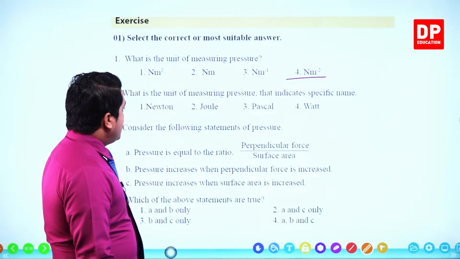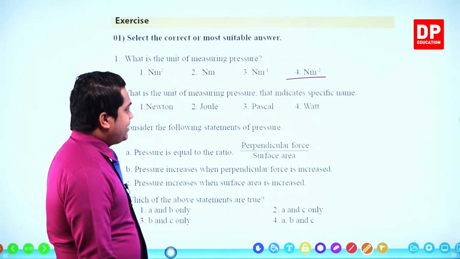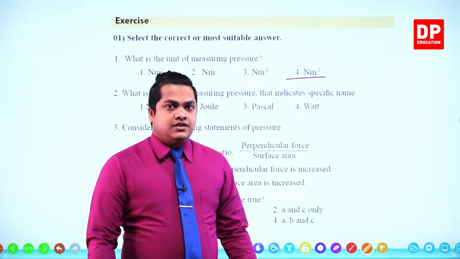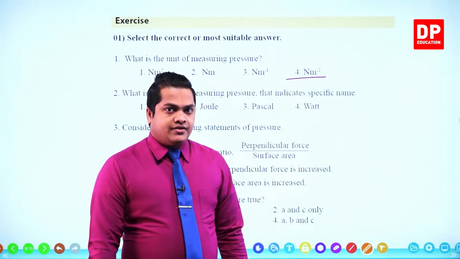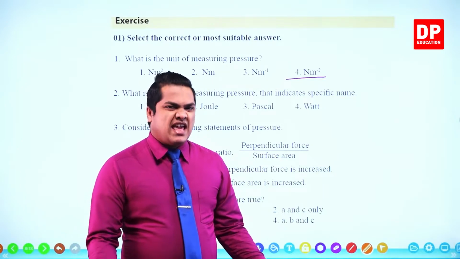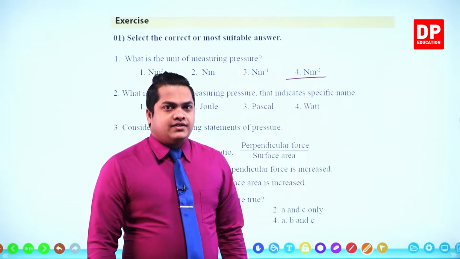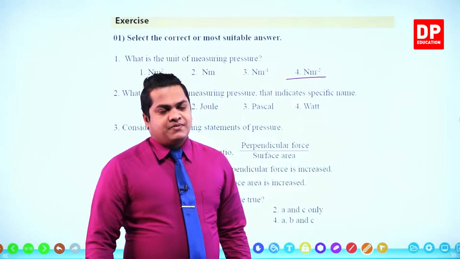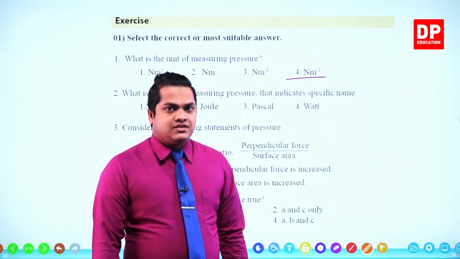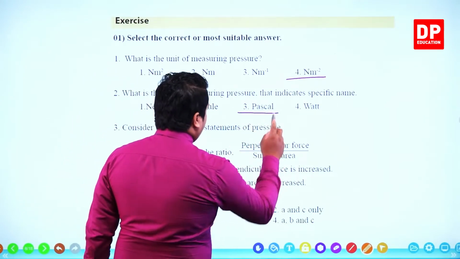Next one. What is the unit of measure in pressure that indicates a specific name? Specific name means it's not a fundamental unit. It's not in fundamental units like newtons, meters. A specific name like what? You already know that newtons per square meter, the fundamental unit, is also called pascals. So go for the answer that contains Pascal. Yes, here at the third one you can observe pascals.